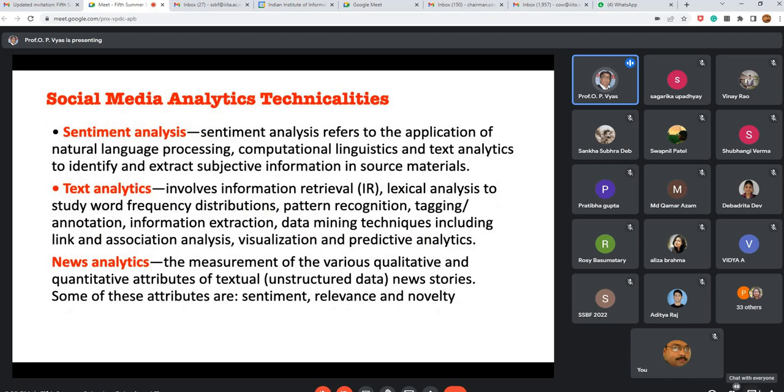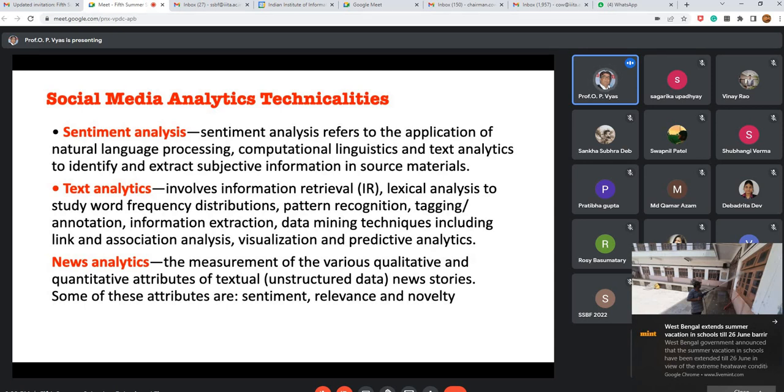Sentiment analysis, text analytics, and news analytics are the social media jargon that we will be using very, very often. Sentiment analysis I already told you. Now the next is text analytics. It involves information retrieval, lexical analysis to study word frequency distribution, pattern recognition, tagging or annotation, information extraction, data mining techniques including link and social analysis, visualization and predictive analytics. Similarly, news analytics uses the knowledge of your technological advancements towards the automatic analytics of news.